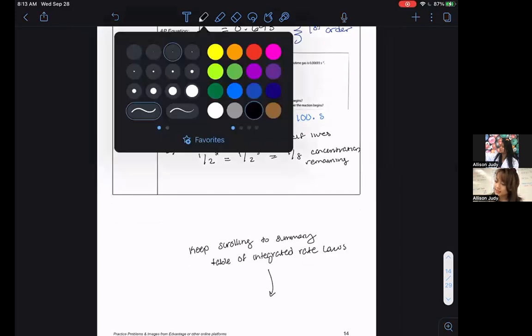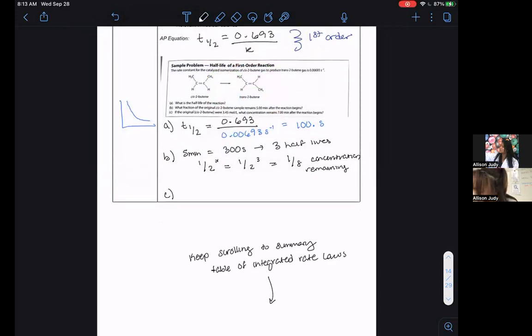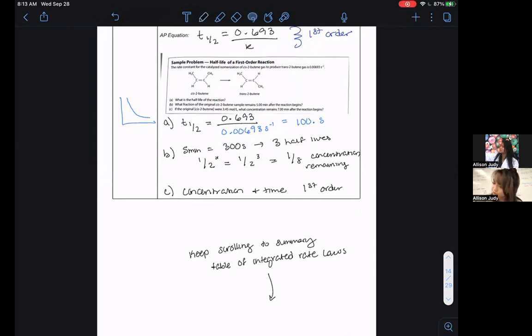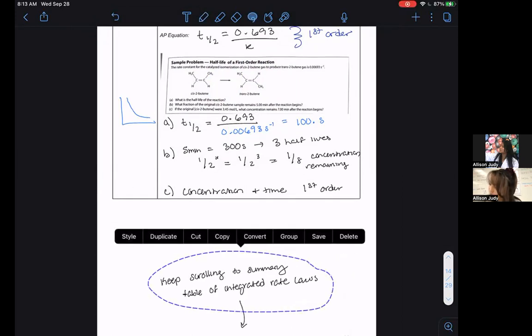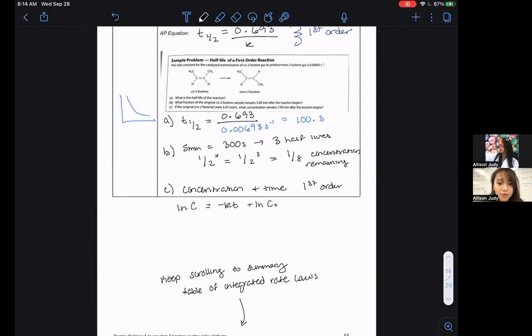Okay, next, C in this problem. C is asking me, if the original amount was 3.45 molarity, what concentration remains after 7 minutes? Now I see a relationship between concentration and time for a first order reaction. I'm going to move this down below and use my integrated rate law for first order reactions. I know that the ln of the concentration after a certain amount of time is equal to negative kt plus ln C0.